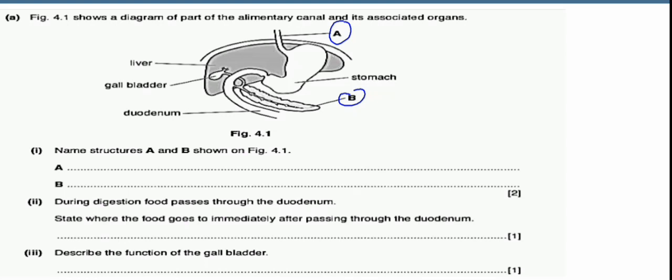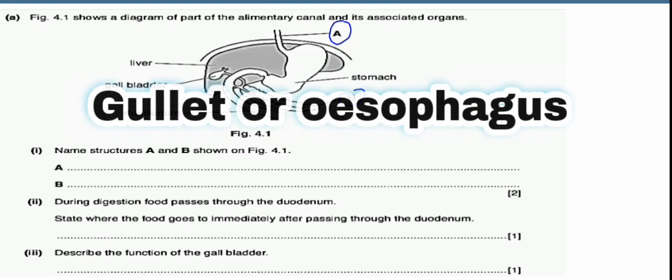So we have Roman numeral 1. Name structures A and B shown on figure 4.1. So you can say A is going to be the gullet or esophagus. Then as for B, it is going to be the pancreas.